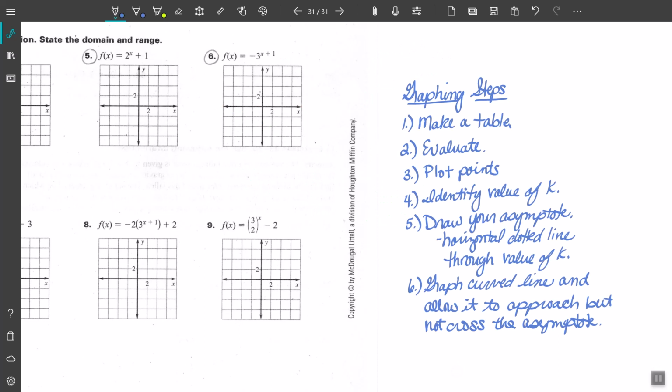Then step 5, draw your asymptote in. You will draw it in dotted. It'll be a horizontal line running through whatever that value of k is. Whatever you've determined k to be, run a horizontal dotted line through that point. And then go ahead and, using the asymptote and looking at the points, graph in that curved line and make sure you allow it to approach the asymptote but not cross it.